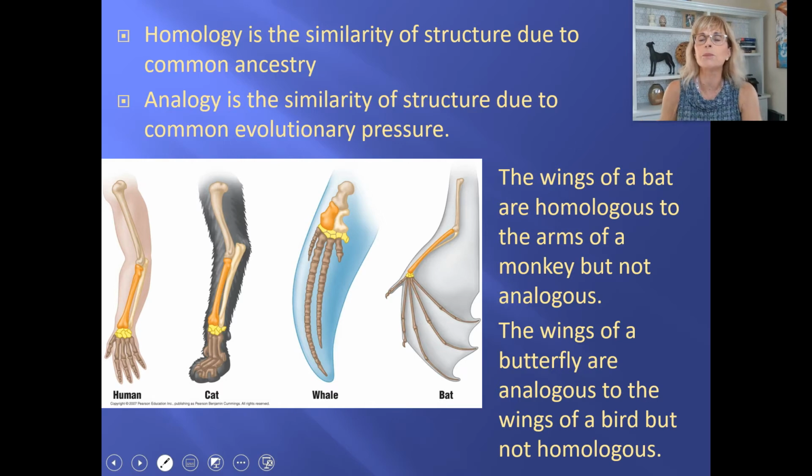Bats just have super creepy long fingers, and they have got skin that stretches between the tips of their fingers and their armpit. So we would say that all of these legs are related to each other by homology because they have a common ancestry.